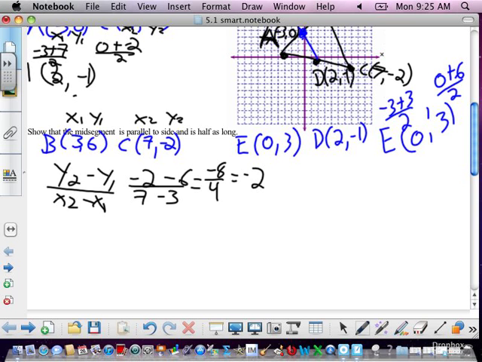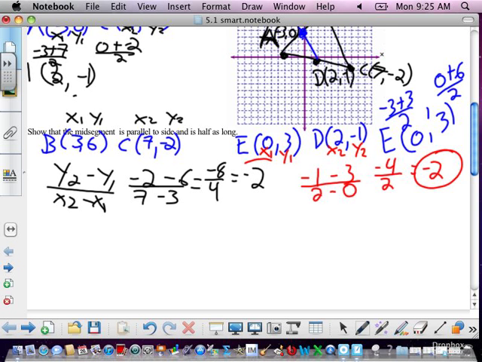Okay, so this is x1, y1, x2, y2. So y2, negative 1, minus y1, which is 3, over x2 minus x1. Negative 1 minus 3 is negative 4. 2 minus 0 is 2. 2 goes into negative 4 negative 2 times. Same slopes. That means they're parallel.